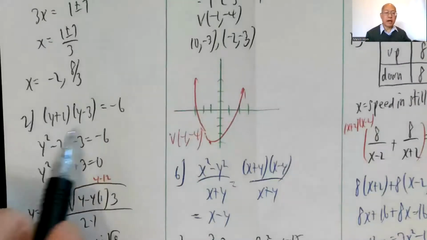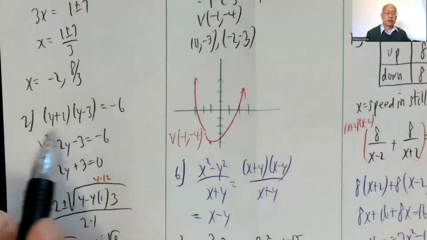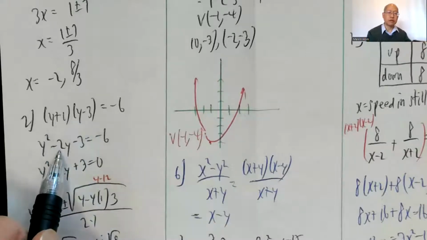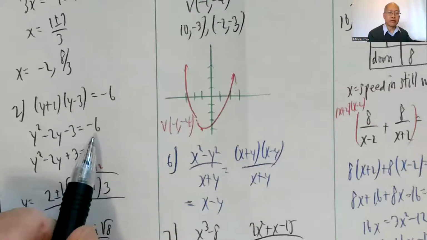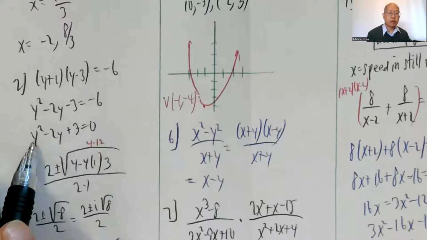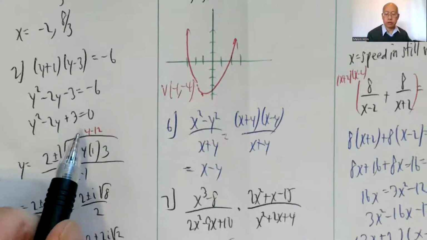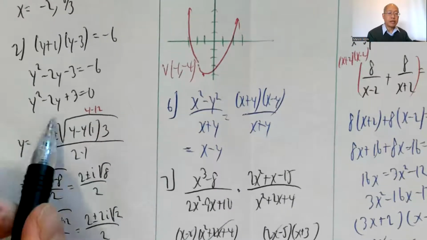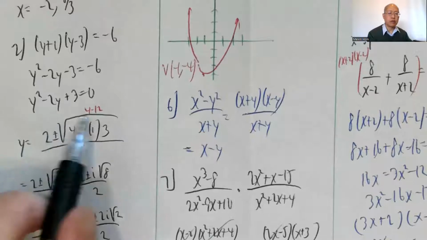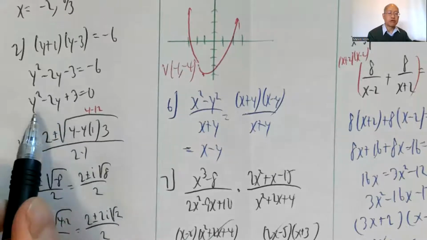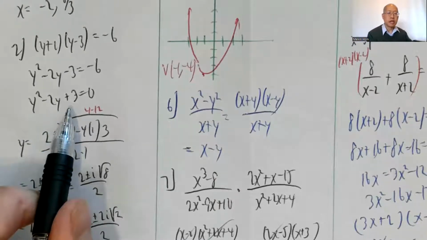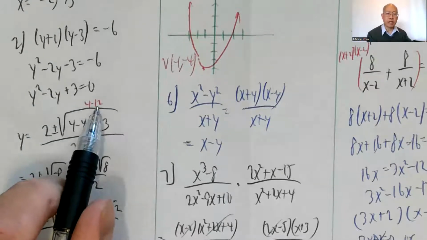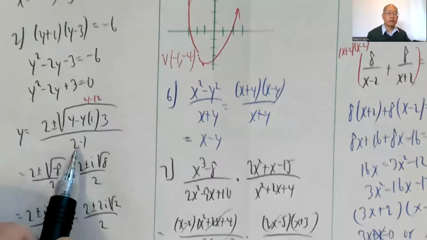Number 2, multiply it out. Y plus 1 times y minus 3 comes out to be y squared minus 3y plus 1y. That's a minus 2y. Minus 3 equals negative 6. Add 6 to both sides. Y squared minus 2y plus 3 equals 0. Use the quadratic formula. Y is negative b, which is 2, plus or minus the square root of b squared, which is 4, minus 4 times a, which is 1, times c, which is 3. So that comes out to be 4 minus 12, which is a negative number, over 2a, 2 times 1.